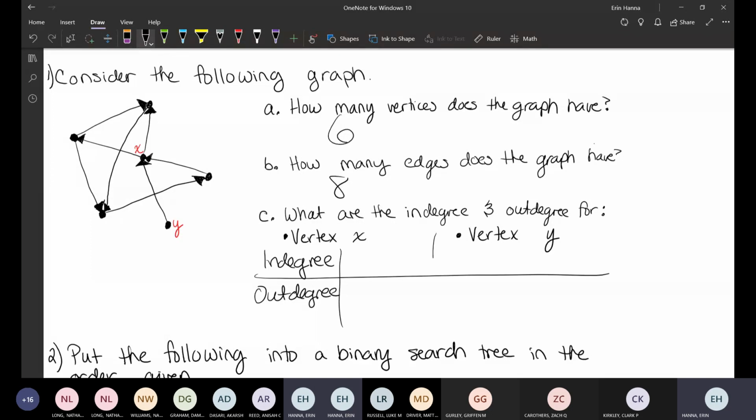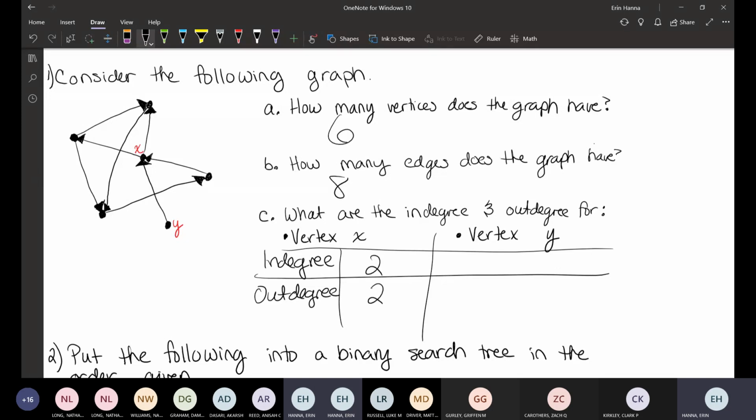So in degree of vertex X, there are 2 of these edges coming into it. So that means our in degree is 2. And our out degree, there are also 2 coming out of it, because there are 4 edges associated with X. So obviously you want your in degree and out degree to add up to the amount of edges that are there. I don't think I mentioned that the other day.